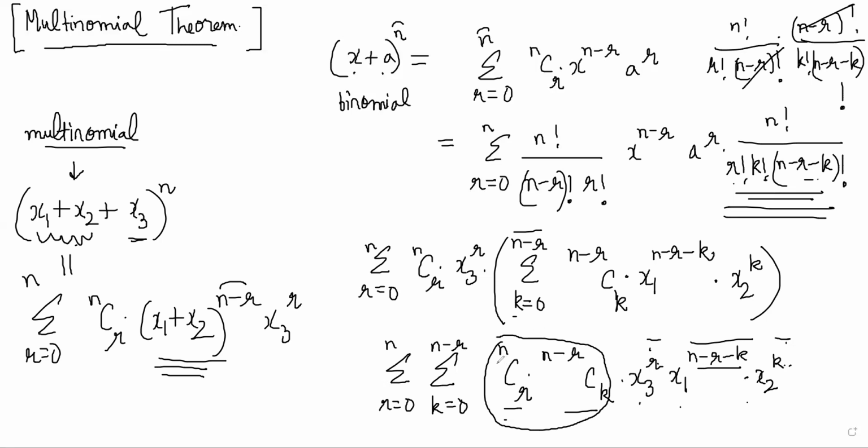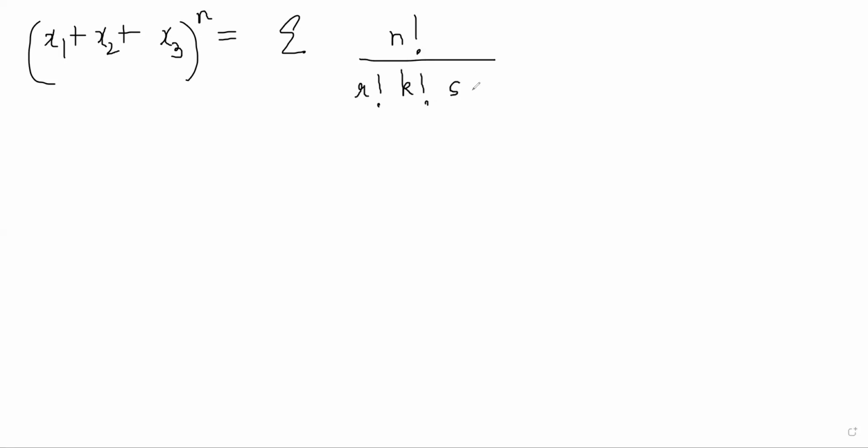Right. So ultimately, the terms of this expansion become something like this. The multinomial expansion of (x1 plus x2 plus x3) power n is going to be terms like this, where you have n factorial by r factorial k factorial s factorial, x1 power r, x2 power s, x3 power k, where r plus s plus k will add up to n.